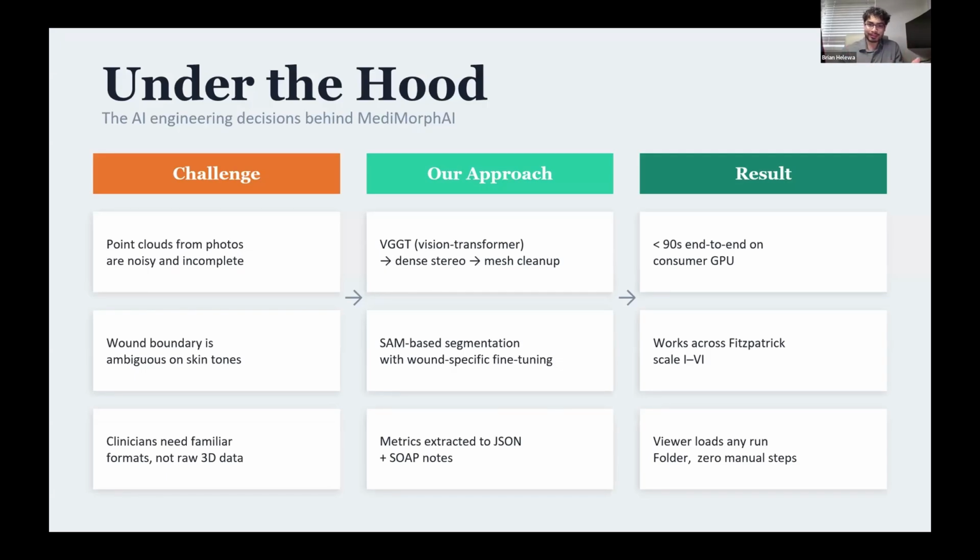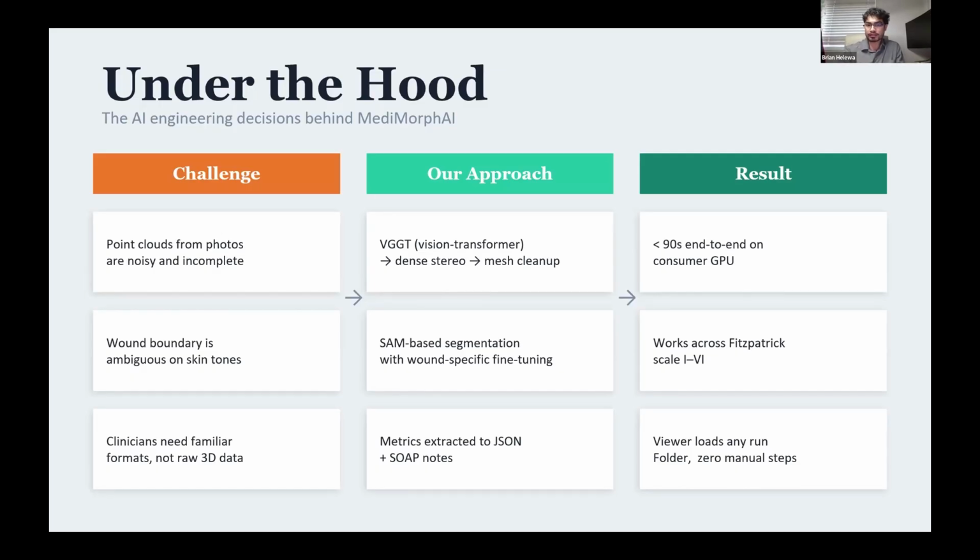As mentioned, with all this technology, there were 3 hard problems and 3 engineering choices made throughout all this. First would be the point clouds from consumer phones, the photos. They're very noisy and full of holes. So we use our system, the VGGT, a vision transformer out of Meta that does dense stereo matching, and we follow it with a mesh cleanup pipeline to get a realistic 3D wound. And this whole thing will run under 2 to 3 minutes on a consumer GPU.